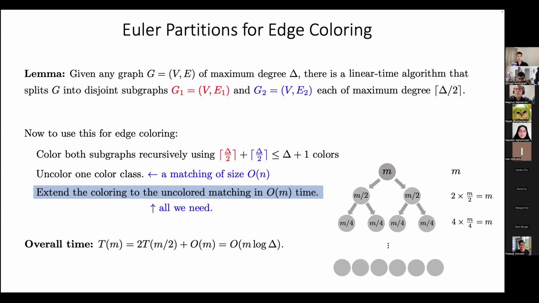So for the rest of this talk, we will just assume that we have a matching of uncolored edges and focus on extending the coloring to this matching of uncolored edges in near linear time. And this approach extends pretty much completely seamlessly to general graphs as well. In general graphs, we also just care about extending the coloring to a few uncolored edges.